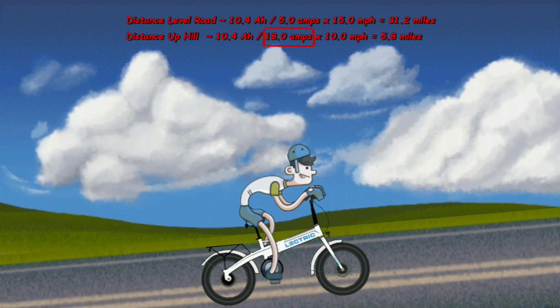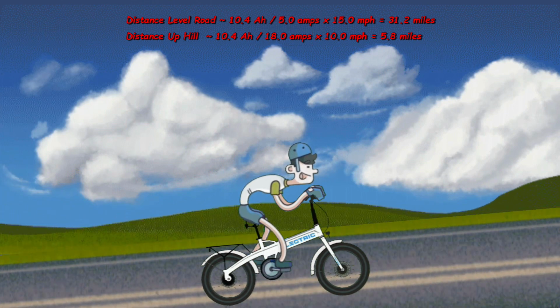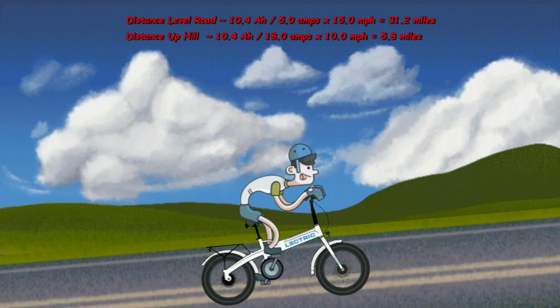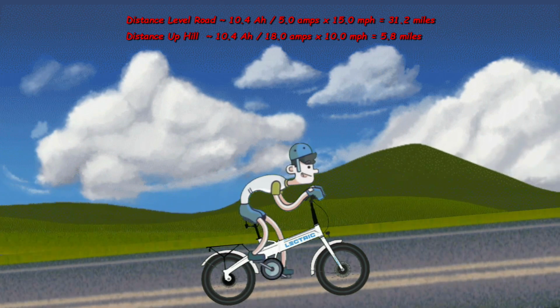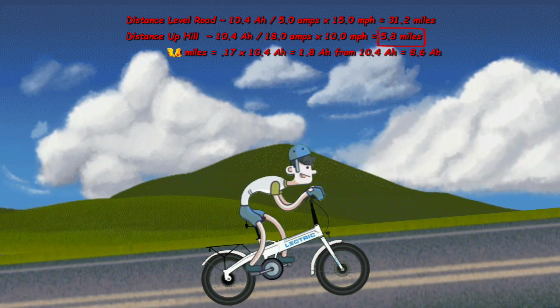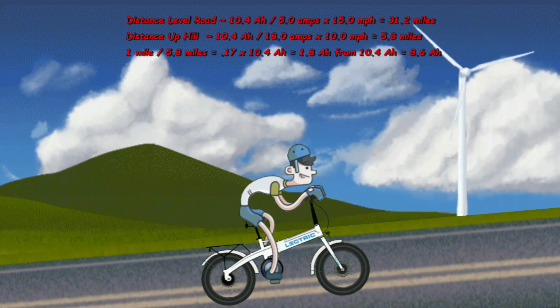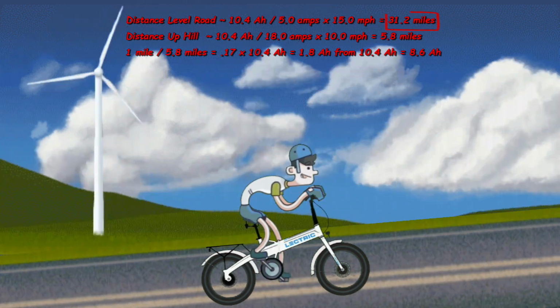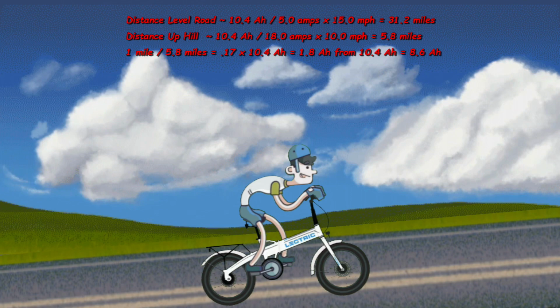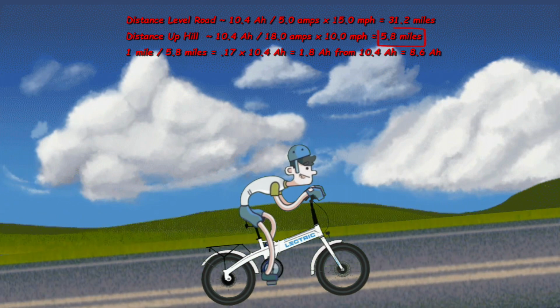Using the distance formula, 10.4 amp-hours divided by 18 amps, times 10 miles per hour, the distance equals a range of 5.8 miles. On the level road, the rider was traveling at a range of 31.2 miles, but now going up the hill, the range changed to a distance of 5.8 miles.